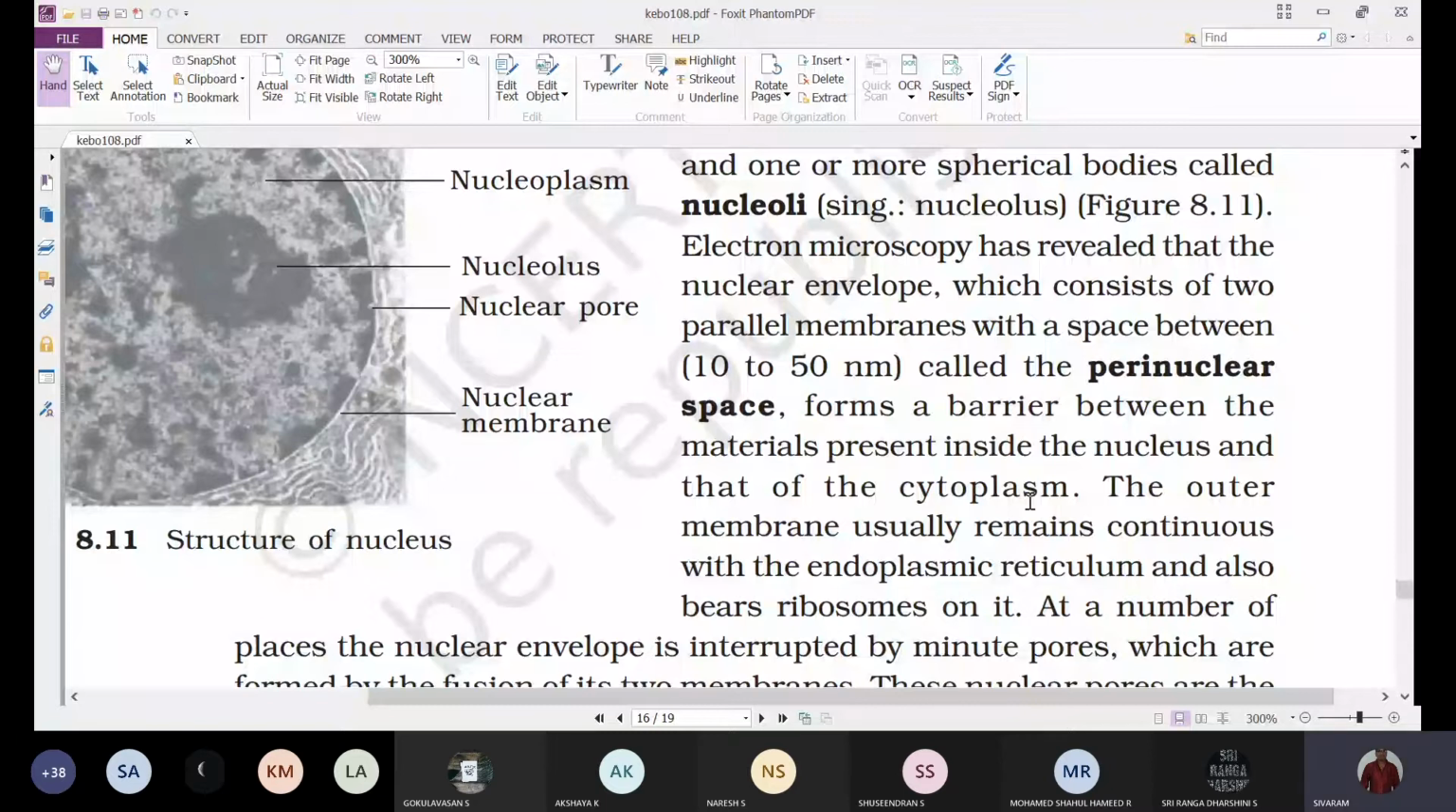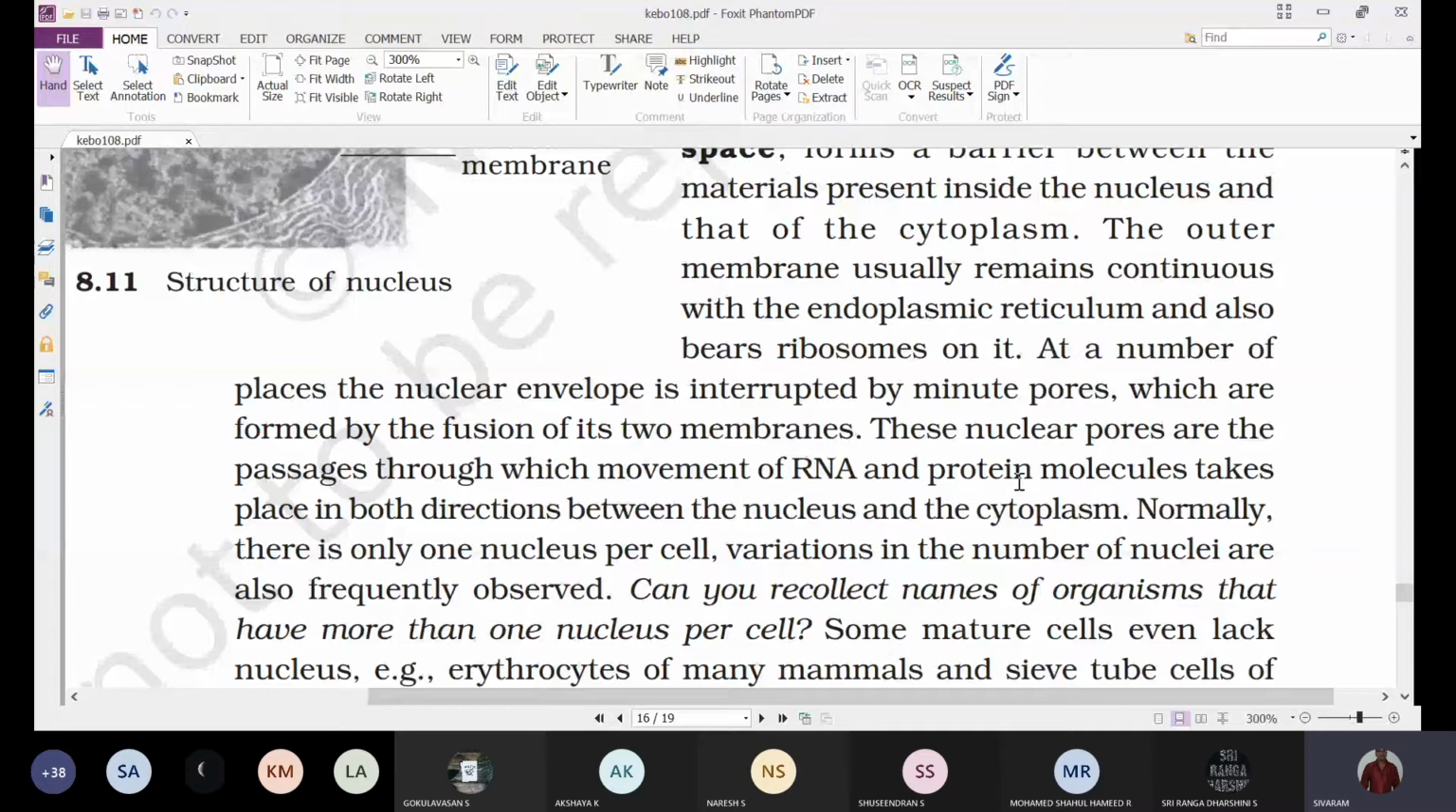And next, the outer membrane usually remains continuous with the endoplasmic reticulum and also bears ribosomes on it. So we are observing the nuclear membrane is having two membranes, outer membrane and inner membrane. Usually the outer membrane will extend as endoplasmic reticulum. And most of this endoplasmic reticulum possesses ribosomes on it. So it forms a rough endoplasmic reticulum.